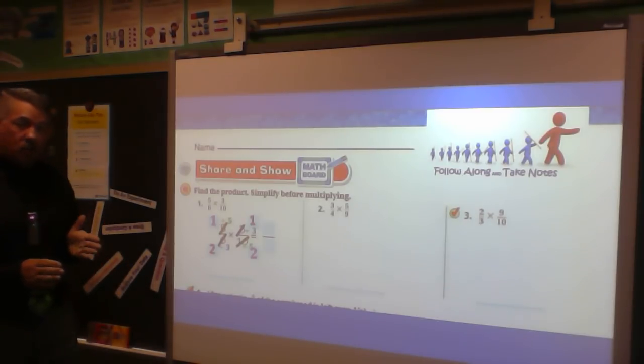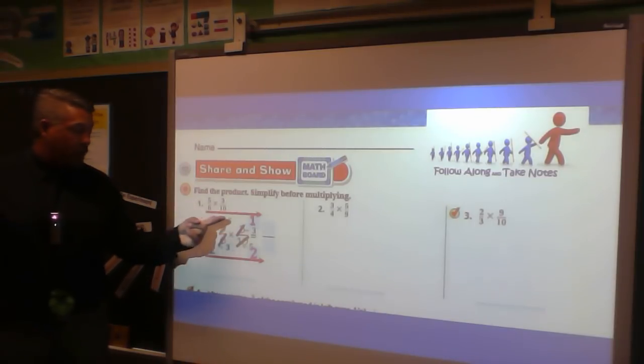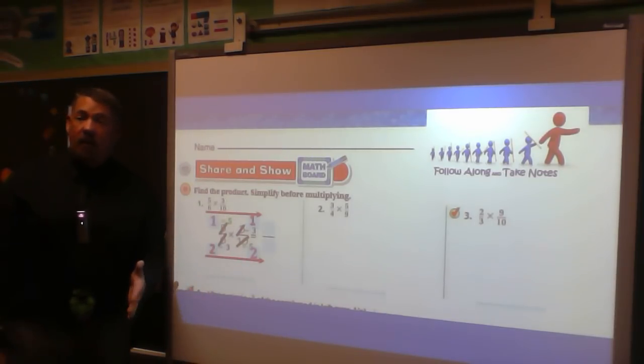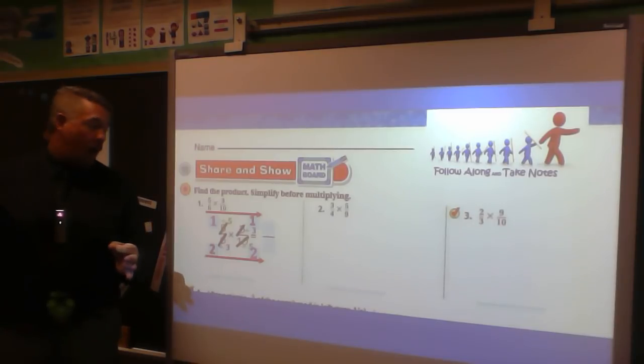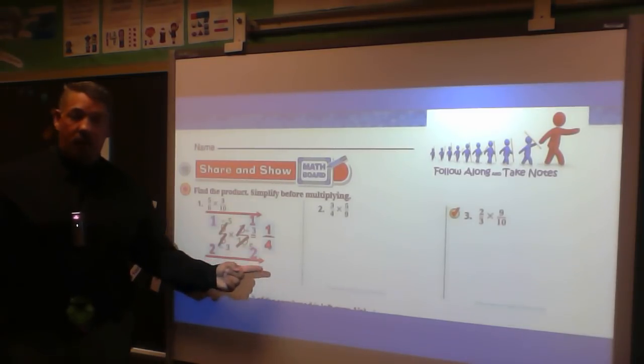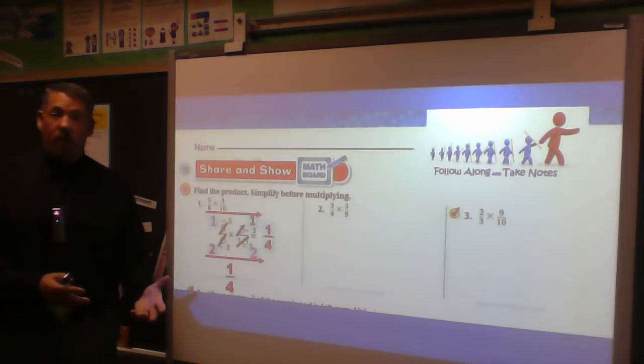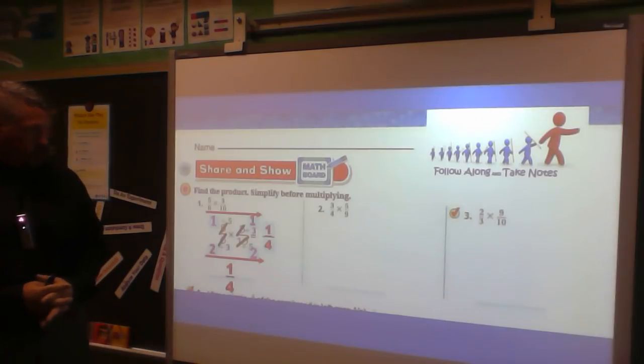I'm multiplying, so I just multiply across. So I always show those arrows and I connect to the numbers that I have left so I can see what I need to multiply by. I have 1 times 1 in my numerator and 2 times 2 in my denominator, so I'm just left with 1/4. It can't be reduced, so I'm good to go.